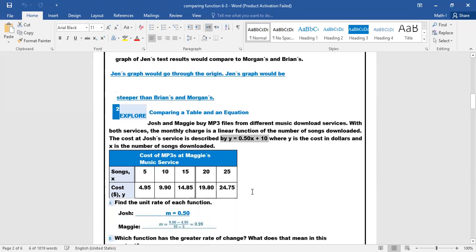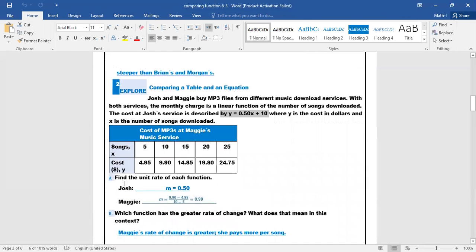First, find the unit rate of each function. For the first equation, for Josh, it's easy to say I'm looking for the slope, right? It's 0.5. I will not calculate it, I'm just going to pick up the value of m.